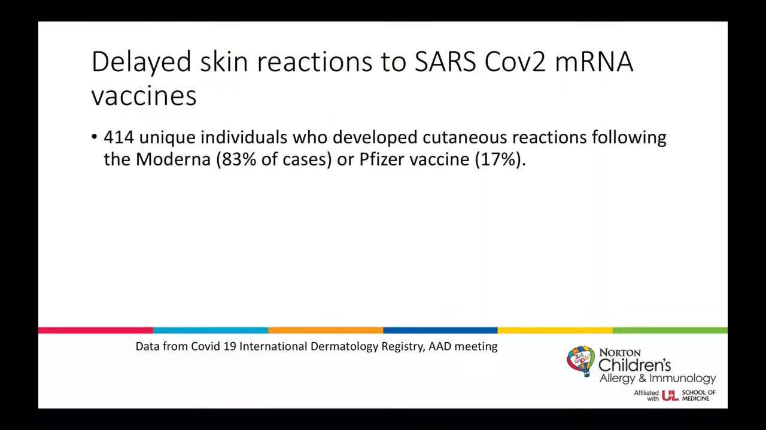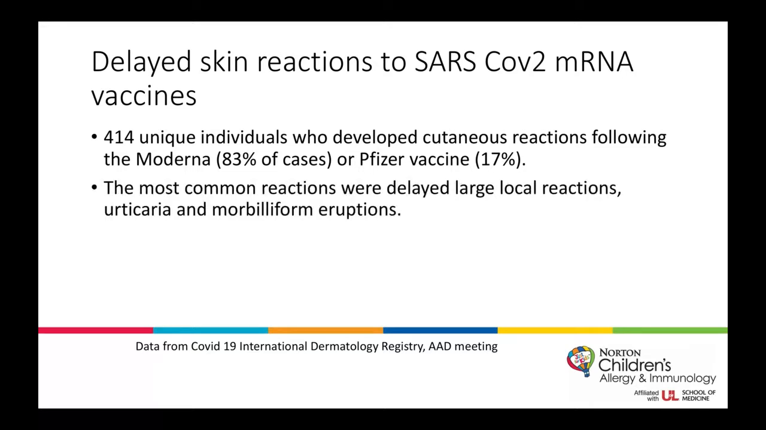So now there's more and more data that there are some delayed cutaneous reactions to SARS-CoV-2 vaccines. This is data from the COVID-19 International Dermatology Registry and was talked about at the American Academy of Dermatology meeting last month. There were 414 individuals who developed cutaneous reactions after Moderna, more than they did with Pfizer, and they were all delayed.